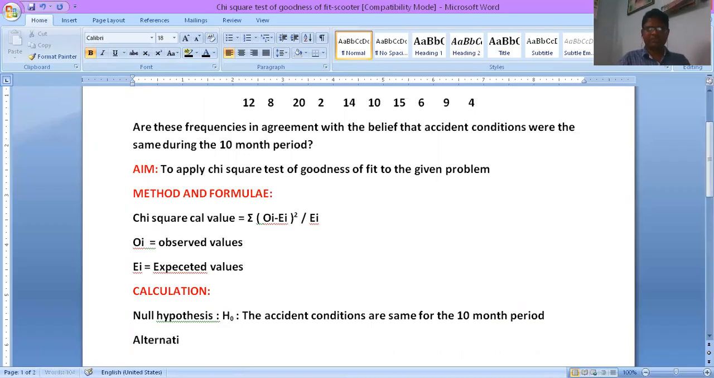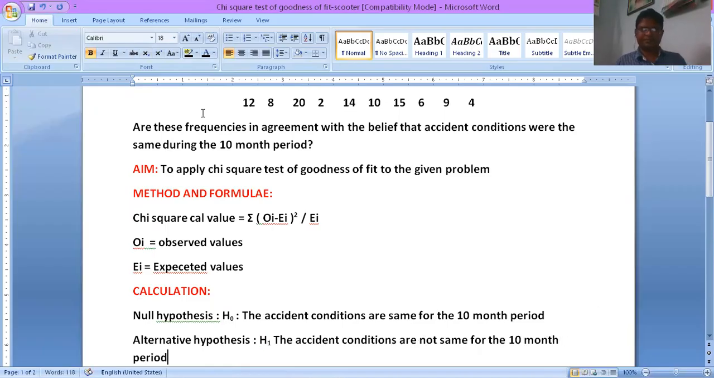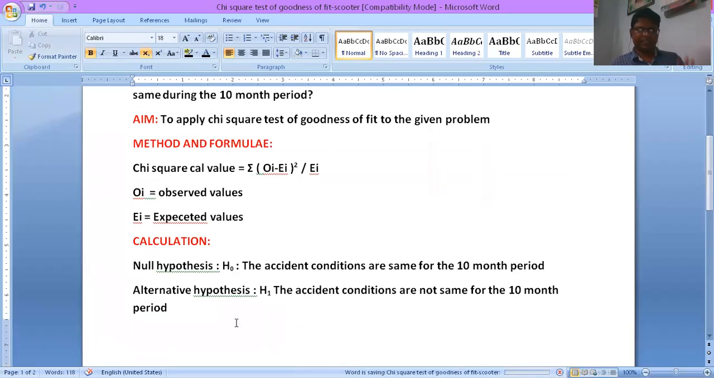Alternative hypothesis, H1: the accident conditions are not the same for the 10-month period. This is the alternative hypothesis.